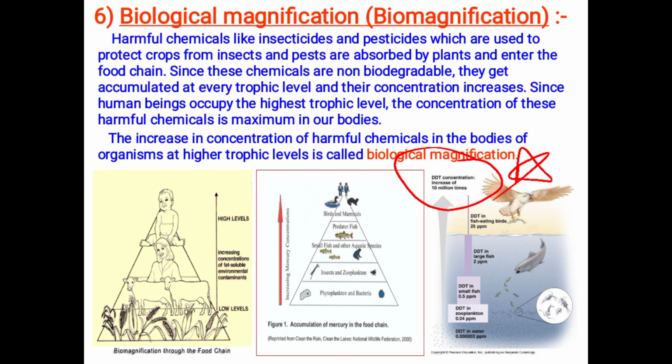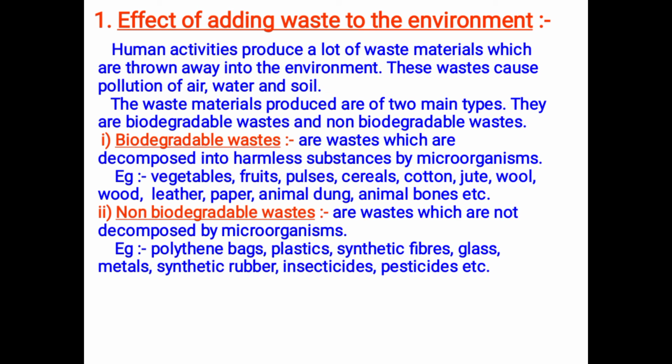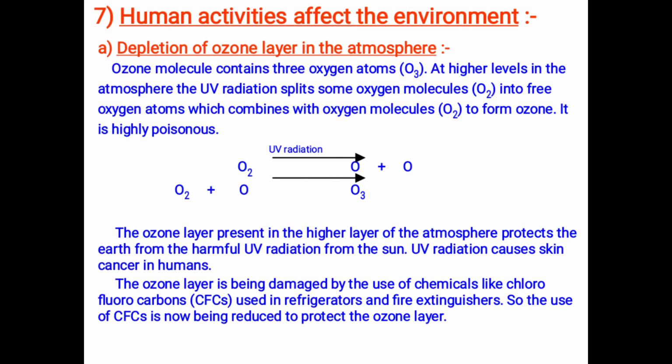So DDT is a chemical. The harmful chemical is entering the food chain. This is called biological magnification. Okay, so this is regarding biological magnification.